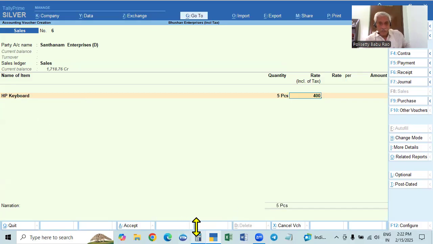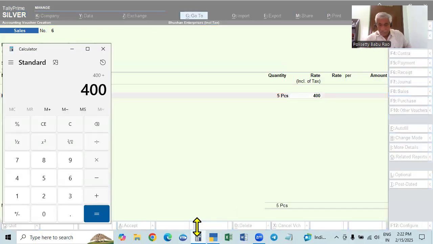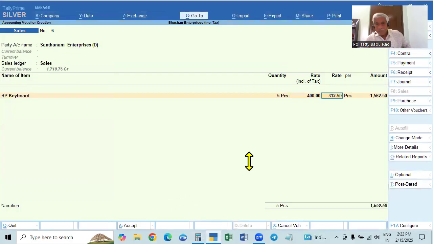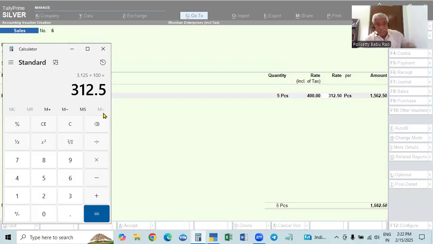So here also, with 28%, the original value, that is the taxable value, is 100 rupees and tax is 28. This 400 is including tax, so it equals the taxable value plus tax, 100 plus 28. Then the original value is 400 divided by 1.28, and we get 312 rupees 50 paisa as the taxable value. If you give this 400, it will automatically calculate 312 rupees. We need that, otherwise we have to calculate every time.